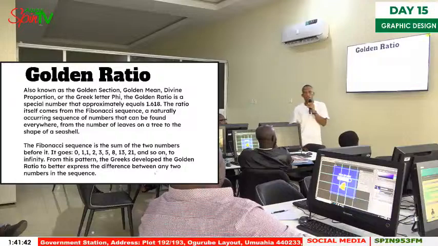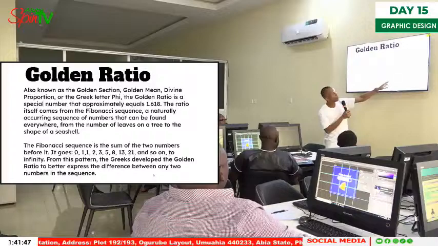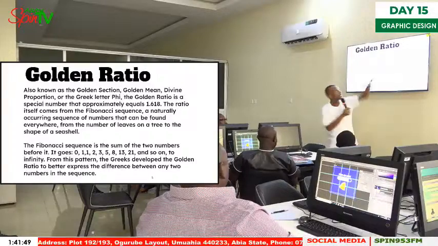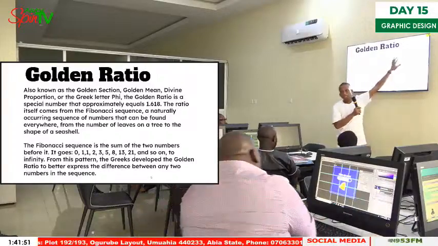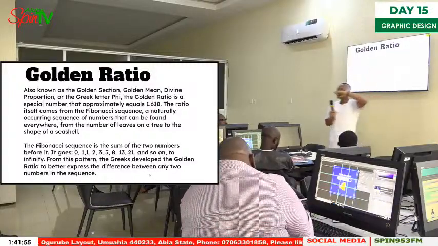It's just to give us the golden ratio. This ratio just tells you that if you divide these two numbers together, you get 1.618. You understand? So this ratio is the number you want to work with.